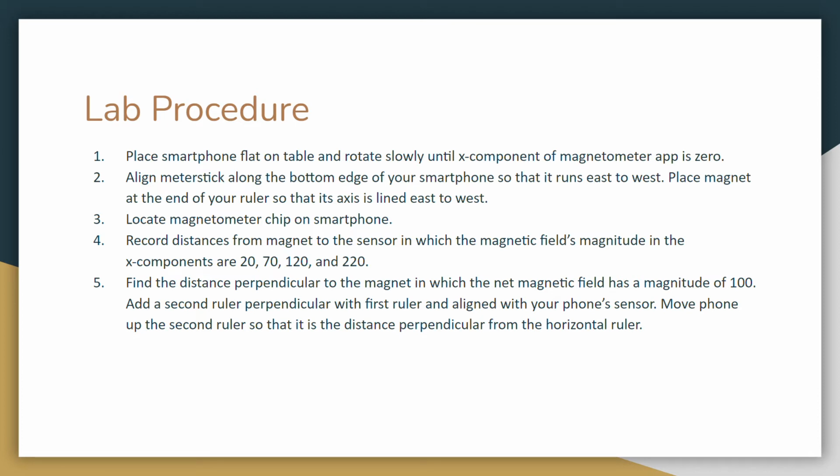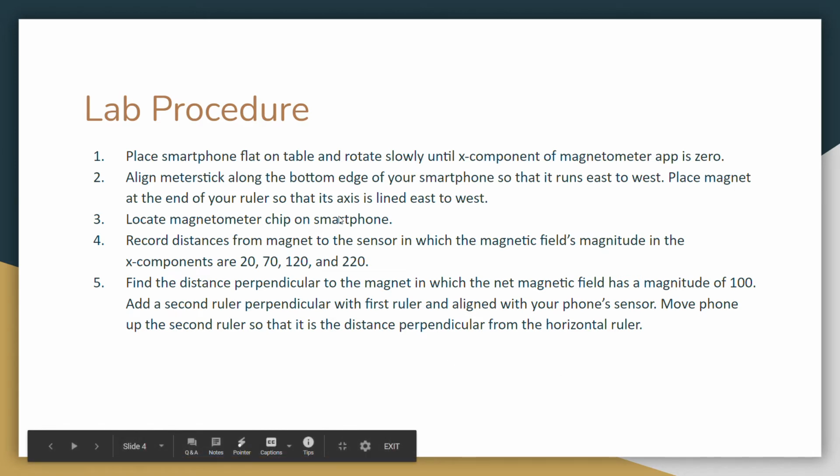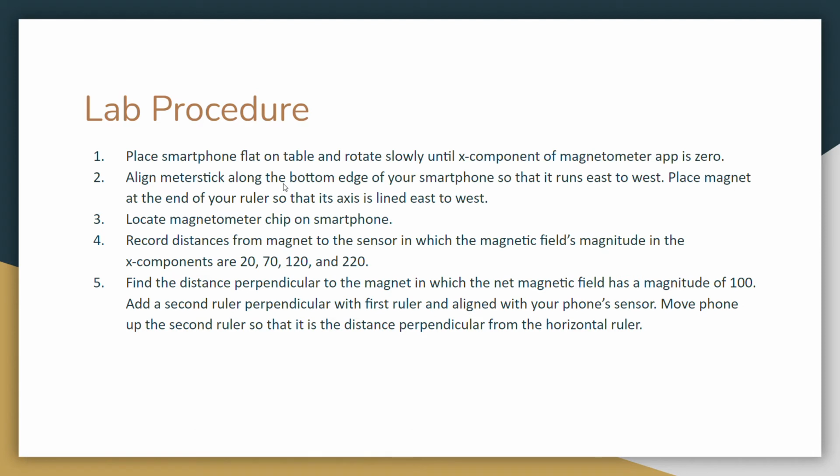Then I aligned my meter stick along the bottom edge of my smartphone so that it runs east to west, and I placed my magnet at the end of the ruler so that its axis is lined east to west. I then located the magnetometer chip on my smartphone and recorded the distances from the magnet to the sensor at which the magnetic field's X component was 20, 70, 120, and 220.